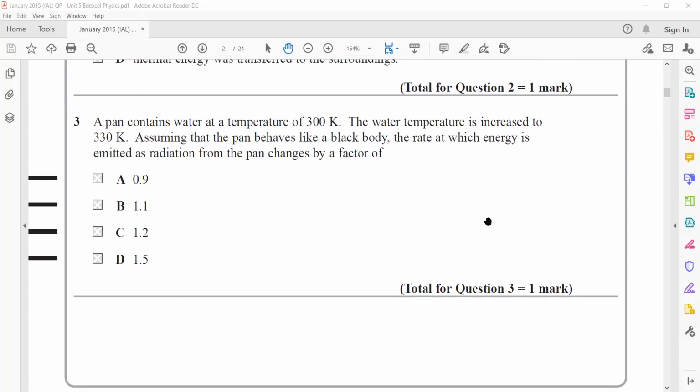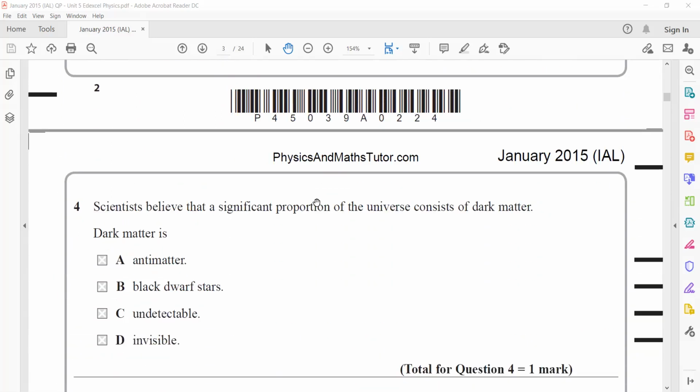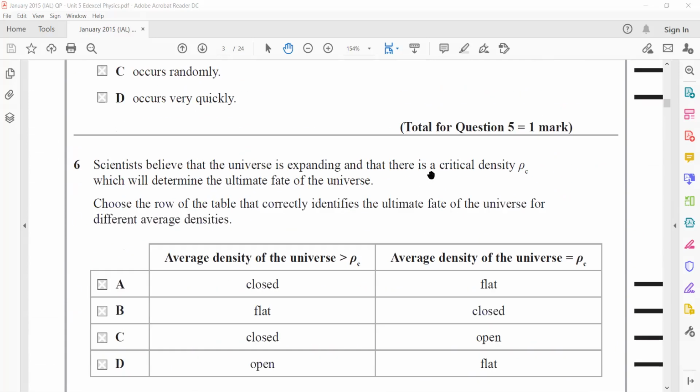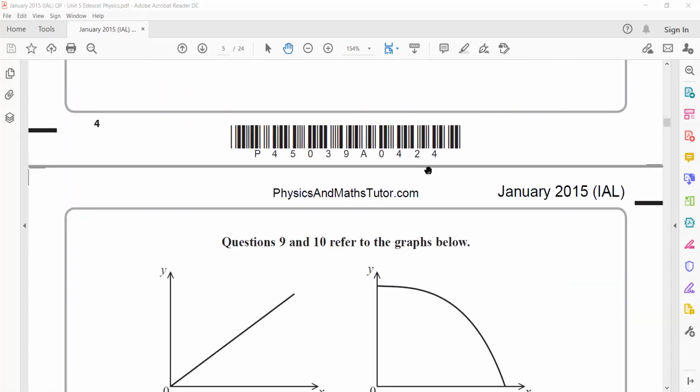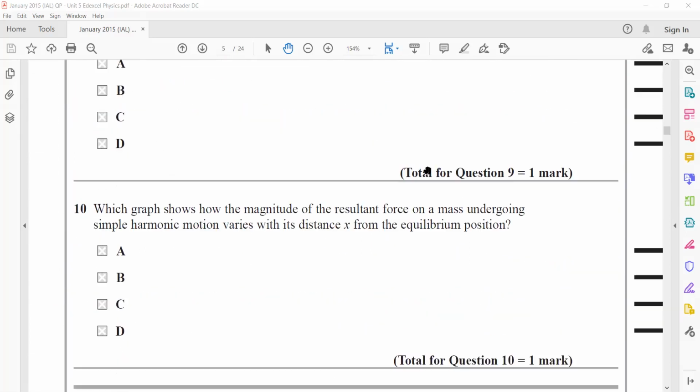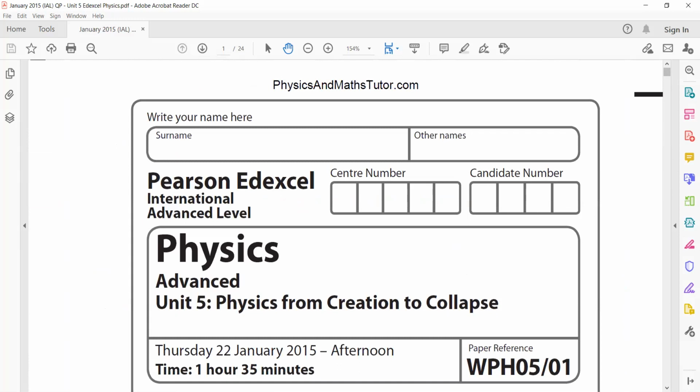A pan containing water at 300 Kelvin, the water temperature increased to 330 Kelvin. Assume that the pan behaves like a black body. This is related to cosmology, so we will skip this part. Because of the temperature, I thought it was thermal physics. So only one question was there related to thermal physics. Another paper, June 2015.